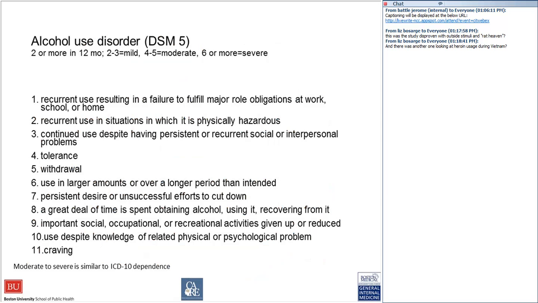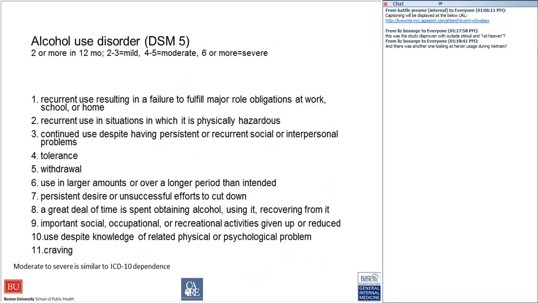So we can define substance use disorder or addiction. And in this case, I've put up the definition for alcohol use disorder that comes from DSM-5, the Diagnostic and Statistical Manual of Mental Disorders, the 5th or current edition that came out in 2013. And that defines the disorder by whether people meet 2, 3, 4, 5, or 6 or more of the criteria that are listed here, of the 11 criteria.